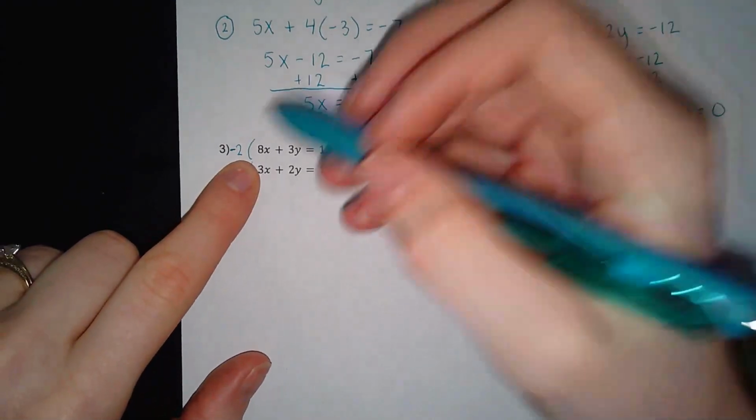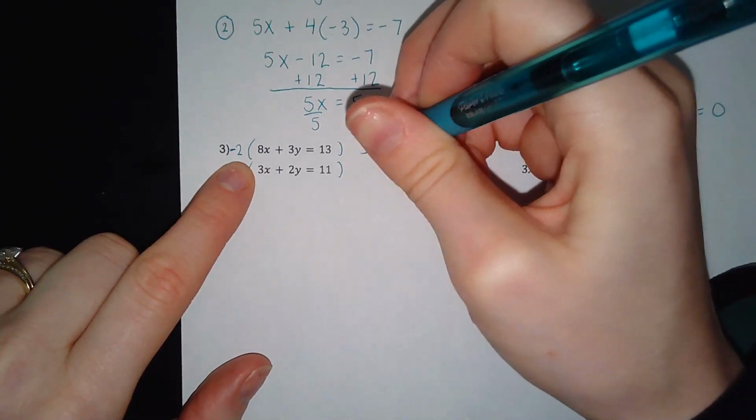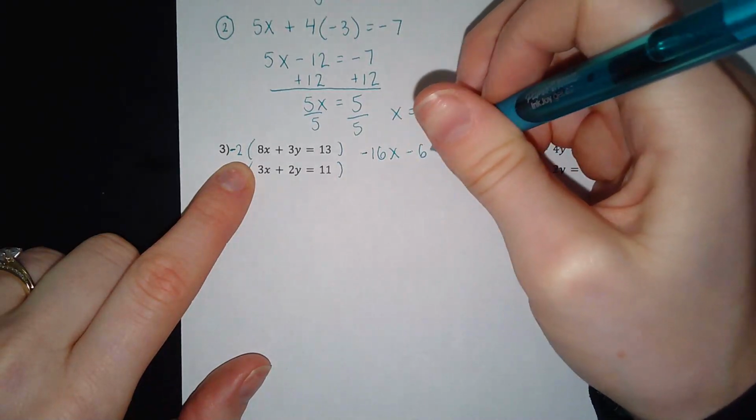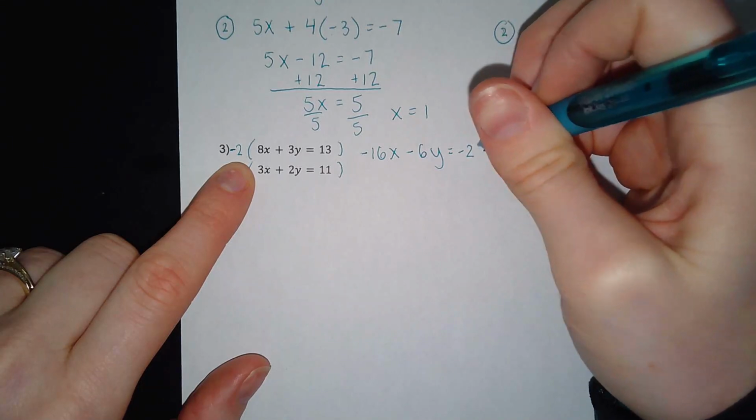So I'll go ahead and multiply. I'm multiplying this whole equation by negative 2. That's going to give me negative 16x. Negative 2 times 3y is negative 6y, and negative 2 times 13 is negative 26.